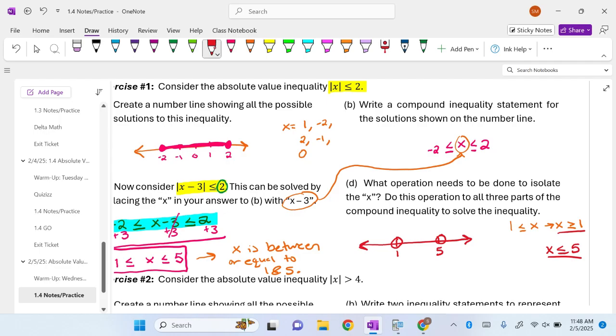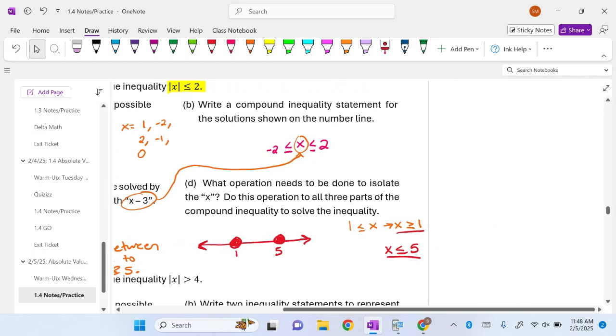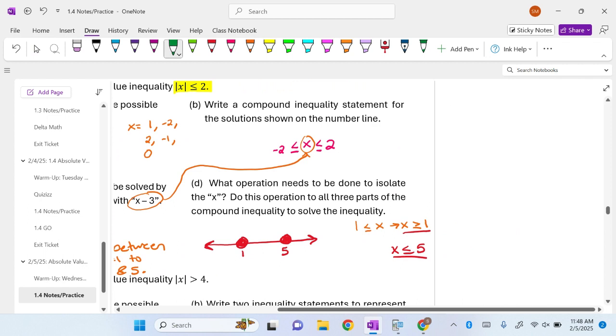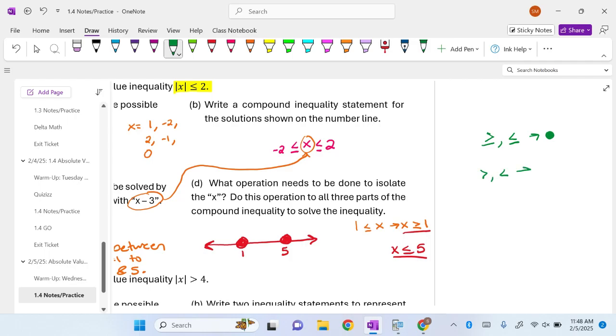They're closed. So you might want to write this off to the side just as a reminder. When you're graphing on number lines, if you have greater than or equal to, less than or equal to, that implies a closed circle. Whereas if you have greater than or less than, that implies an open circle.